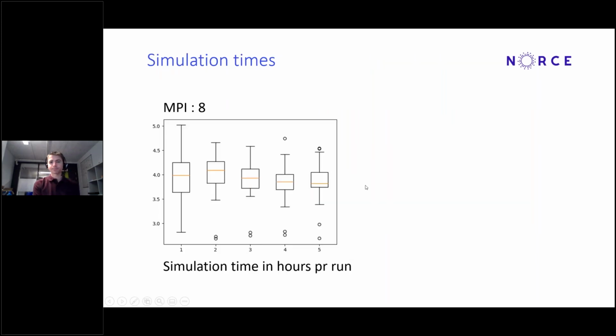So a final box plot showing the simulation time. So this is simulations for each ensemble member. We use 8 cores, so we run them in parallel, and of course we run many ensemble members in parallel as well. So this shows the simulation time for one realization. It varies between 3 and 5 hours on this machine, and you can see that as the parameter space goes down, the spread of the simulation time also goes down.